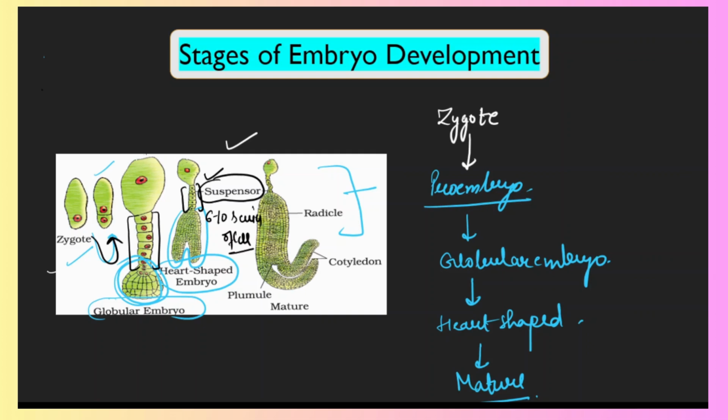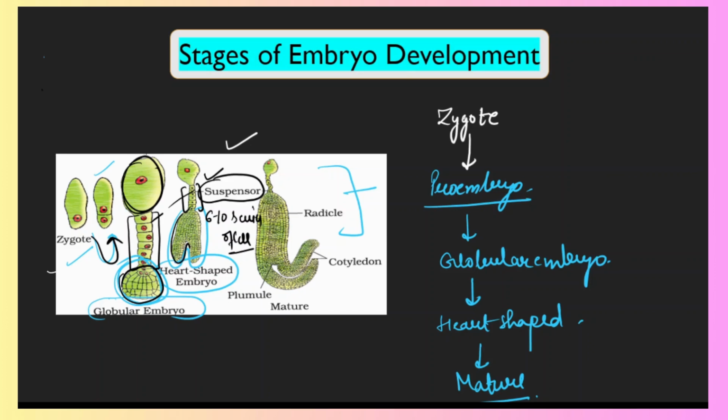That part is called the suspensor. This is a very important part. This is also suspensor, this is also suspensor. The function of the suspensor is that it will join the zygote with the globular embryo. It will join the embryo with the endosperm, that is, with the neighboring tissues. So this is the suspensor.